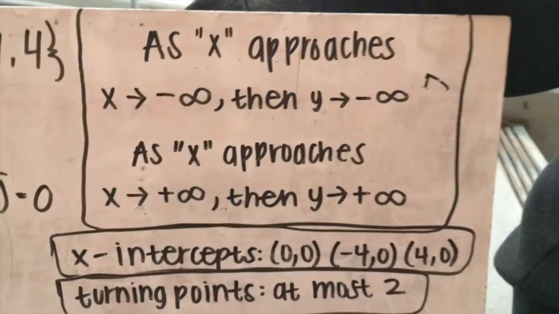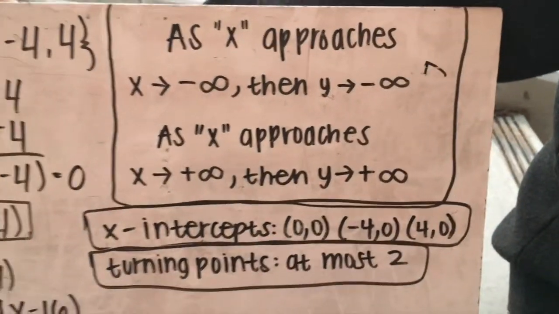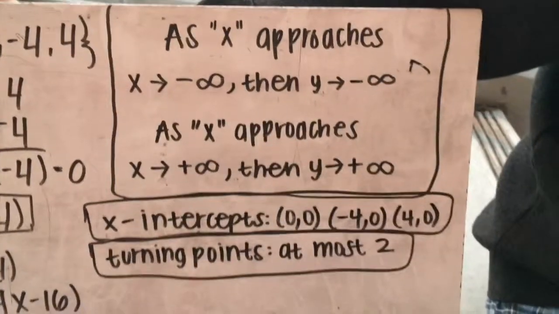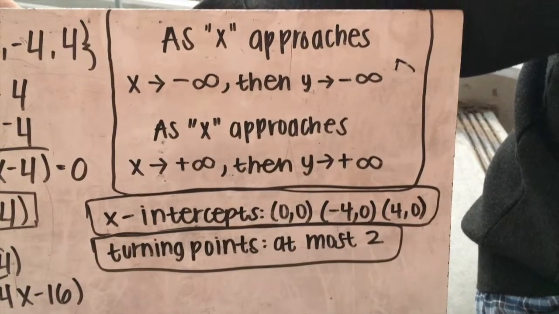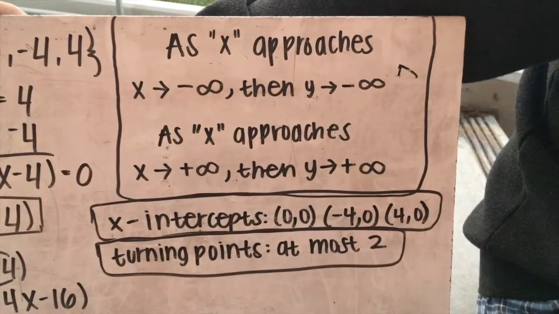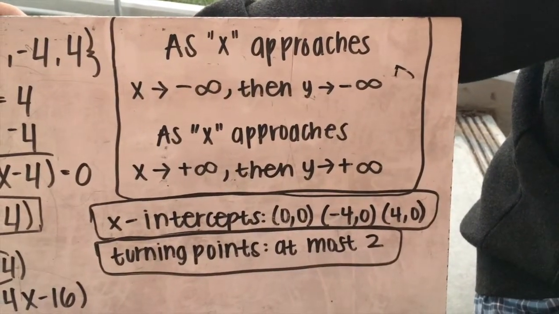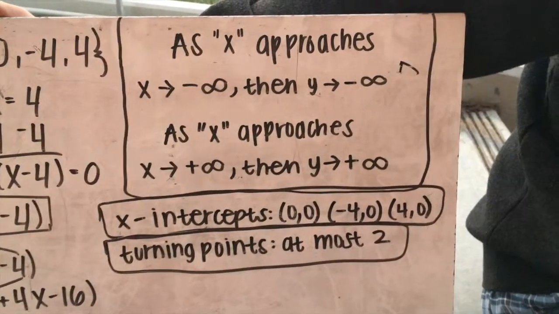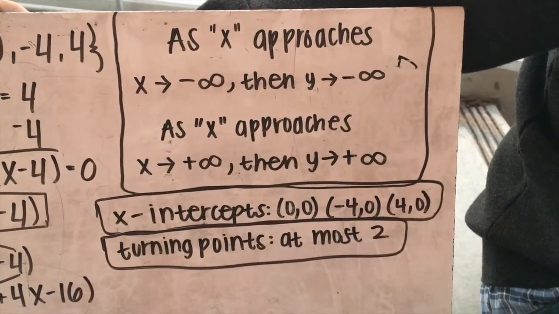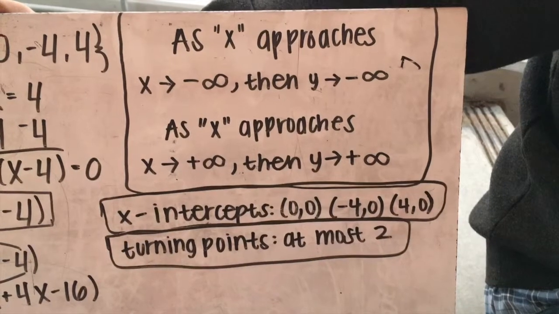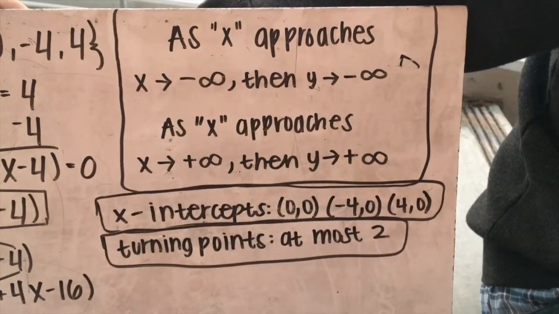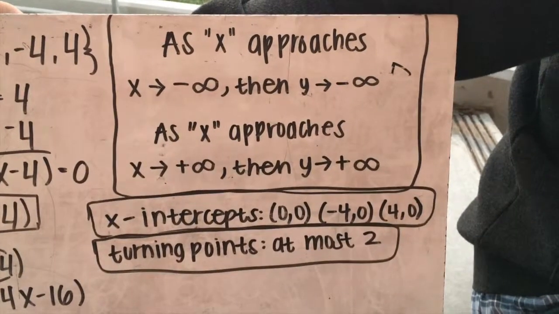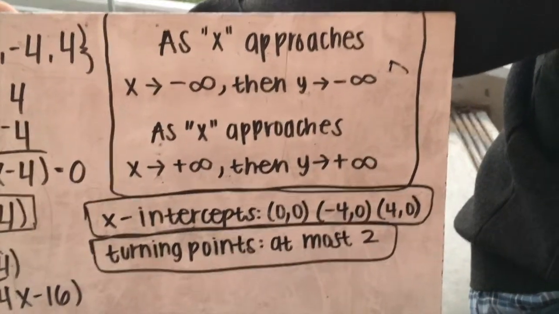As x approaches negative infinity, y is negative infinity. As x approaches positive infinity, y is positive infinity. The x-intercepts are (0, 0), (-4, 0), and (4, 0). The turning points are at most 2.